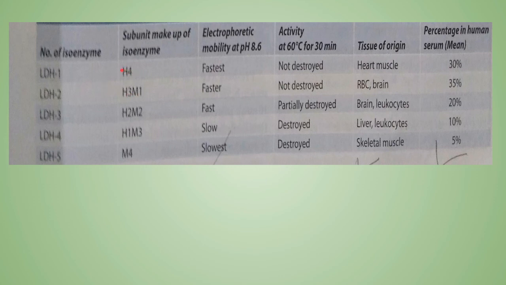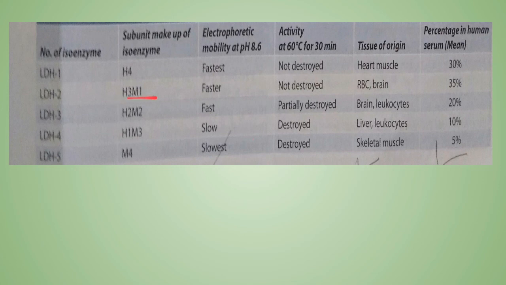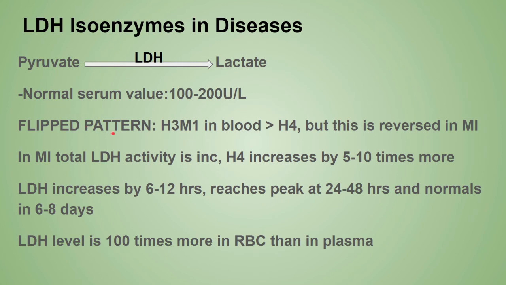But this pattern of LDH2 more than LDH1 is flipped in myocardial infarction. In myocardial infarction, the value of H3M1 is less as compared to H4. That means the LDH2 is less as compared to LDH1, and that pattern is known as the flip pattern, because normally in the blood H3M1 or LDH2 is more than H4 or LDH1. But this is reversed in myocardial infarction.